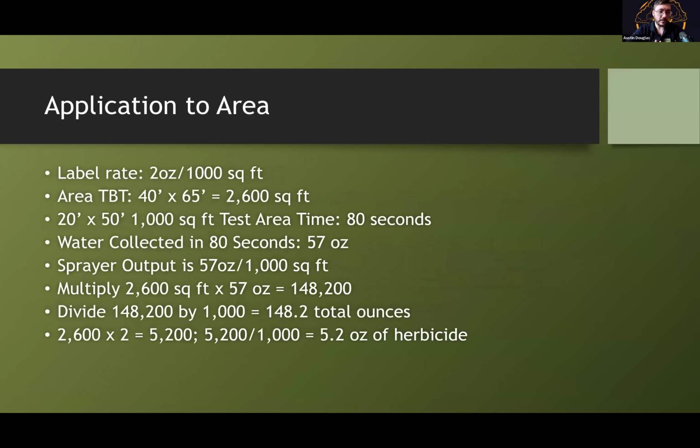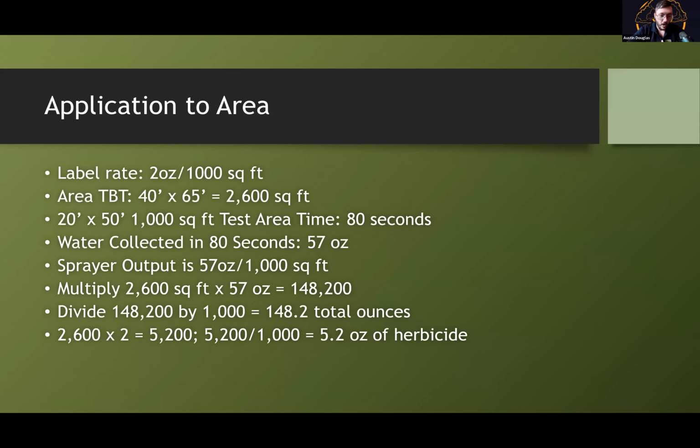Okay, so say we have a label rate where 2 ounces of product needs to be applied to 1,000 square feet. The area is 40 foot by 65 foot. That comes out to 2,600 square feet. If we did our test, right, and that 20 by 50 foot area of 1,000 square feet comes out to 80 seconds to make the application.